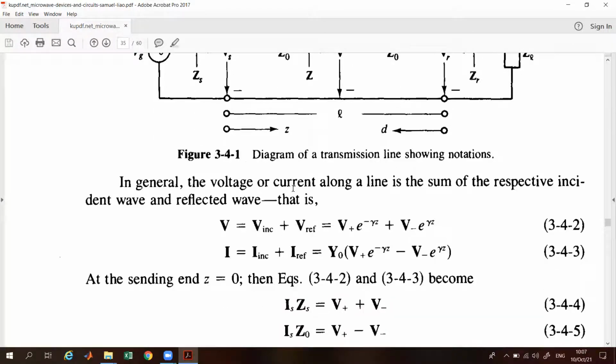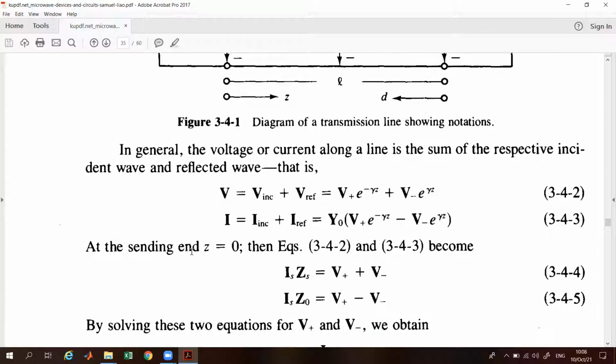In general, the voltage or current along the line is the sum of the respective incident wave and reflected wave. So V equals V incident plus V reflected, which is equal to V plus e raised to the power minus gamma Z plus V minus e raised to the power gamma Z. I equals I incident plus I reflected, which is equal to Y naught times V plus e raised to the power minus gamma Z minus V minus e raised to the power gamma Z.